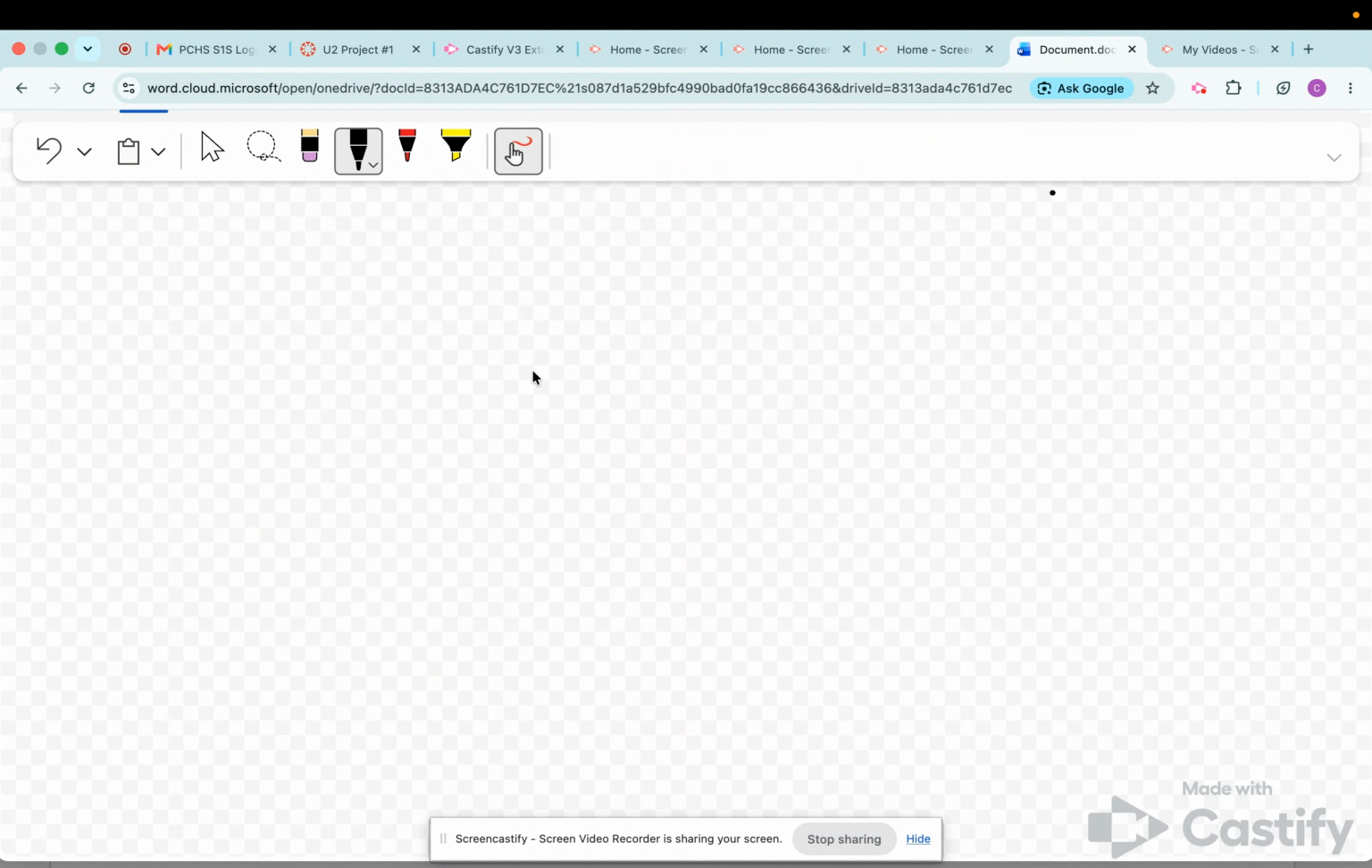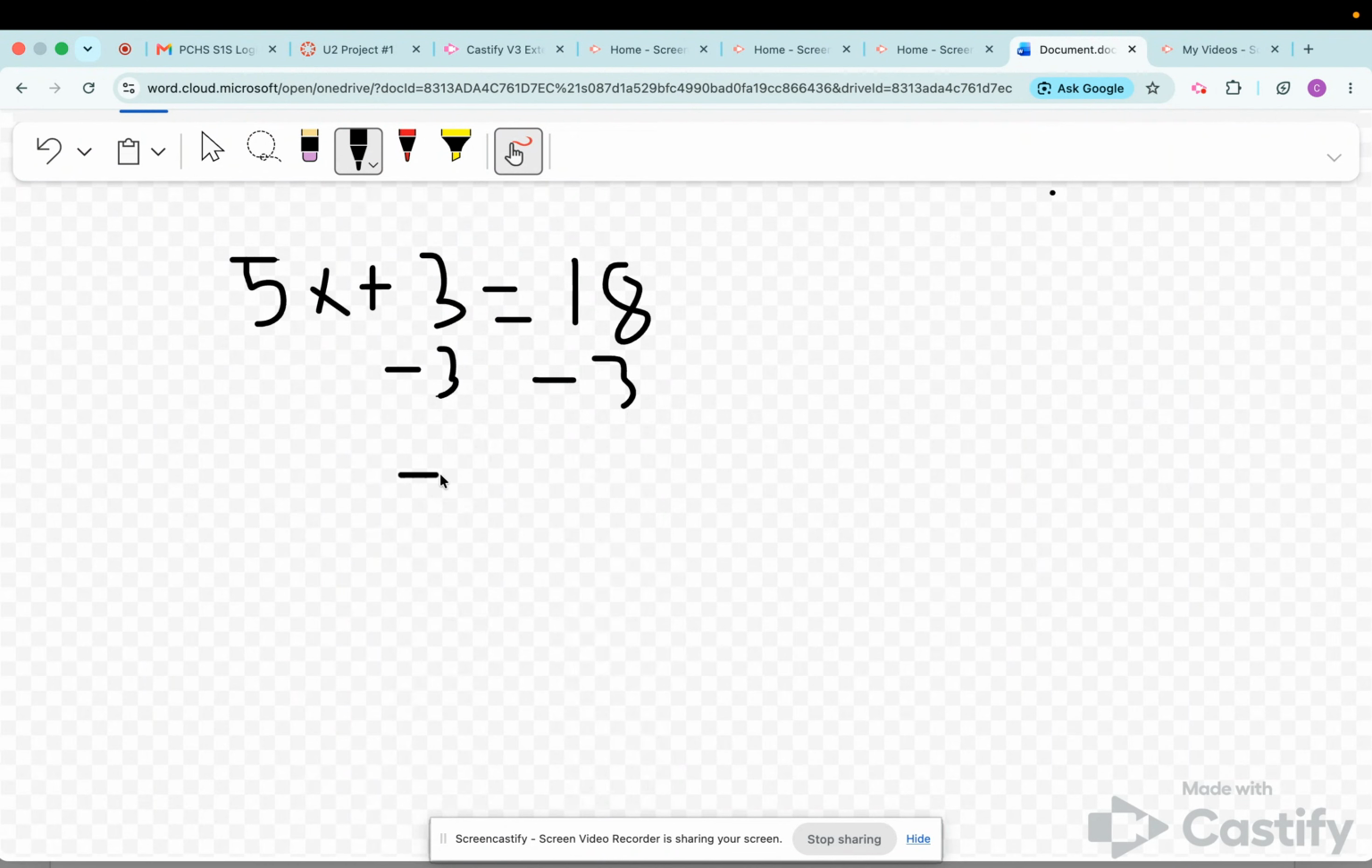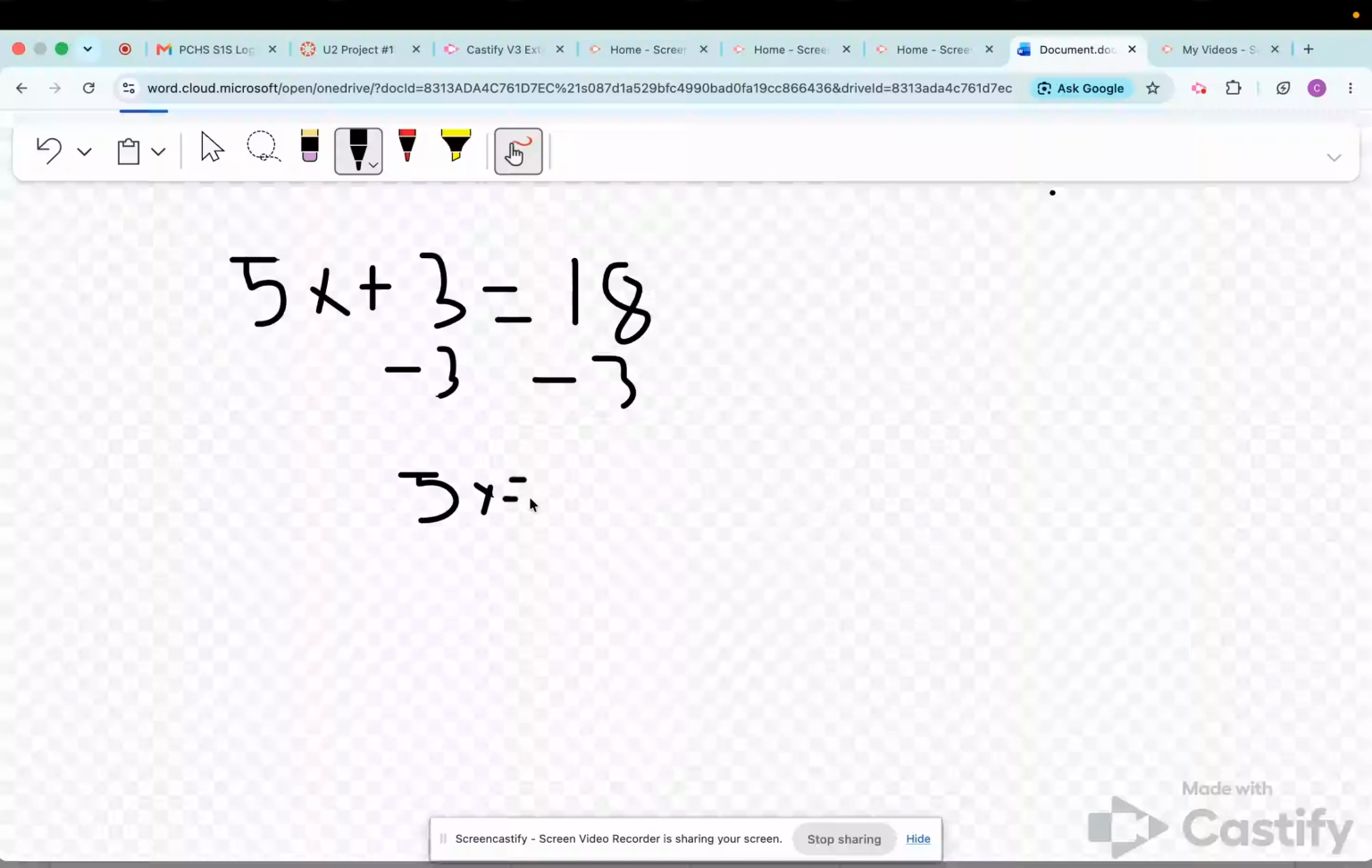Let's start with the first example. 5x plus 3 equals 18. First, you have to get the x by itself. So the first step would be to subtract 3 from both sides of the equation, because what you do to one side must be done to the other. So once you subtract 3, it leaves us with 5x equals 15.